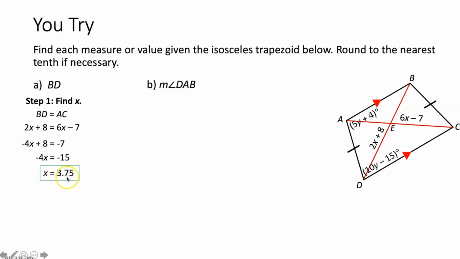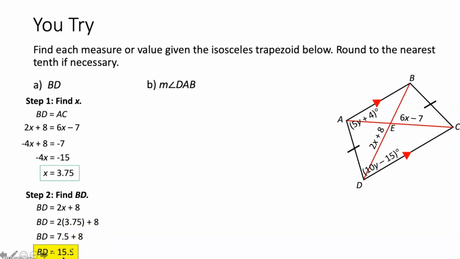Now, what am I trying to find? I'm trying to find the measure of segment BD, so I'm not done. I'm going to take the measure of segment BD, which we said was 2x plus 8. I take the x that we just found, plug it in the measure of segment BD for x, and I simplify. 2 times 3.75 is going to give me 7.5. Add that to 8, and I get that the measure of segment BD is 15.5.